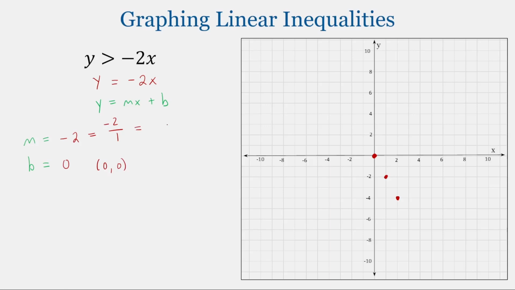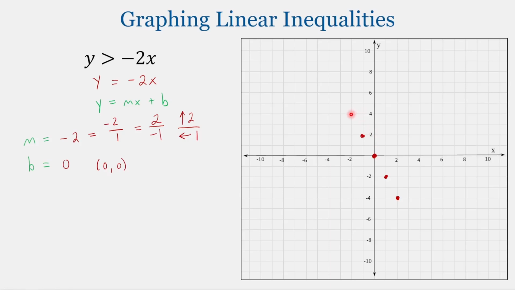Negative 2 can also be written as a positive 2 all over negative 1. These 2 fractions both simplify down to negative 2. These 3 numbers are the same. So we have a positive rise. That means we're going to go up 2. And then a negative run means we're going to go to the left 1. So up 2 to the left 1.